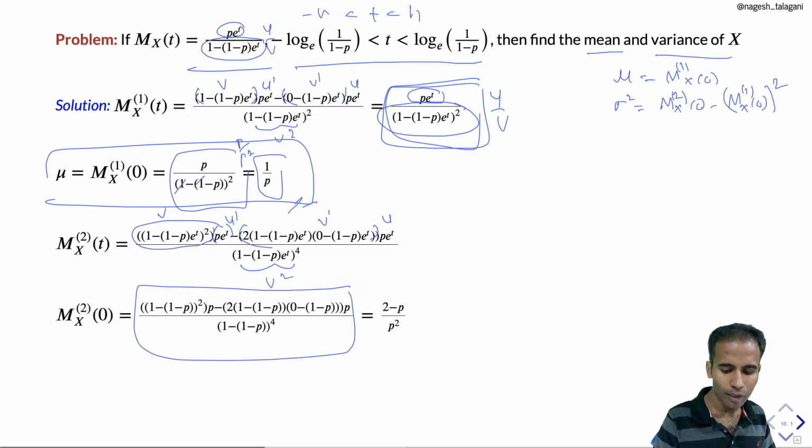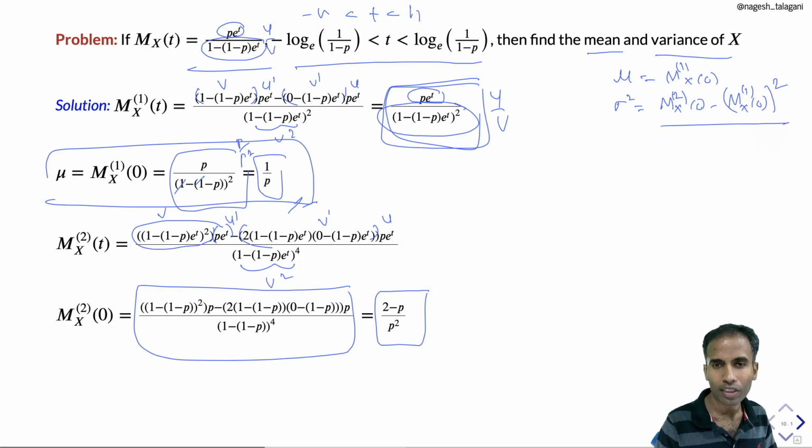The whole expression gets simplified to (2 minus p) by p square. Feel free to verify this, it's easy, just things get cancelled and you will be left with (2 minus p) by p square. This is the second derivative of the MGF at 0.